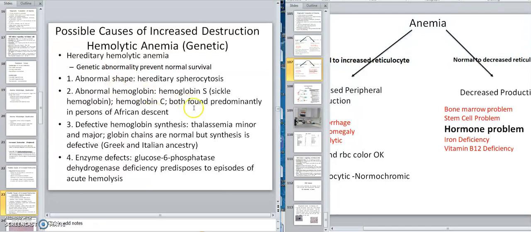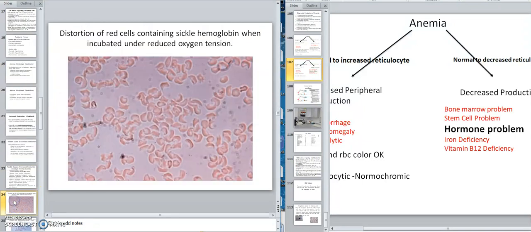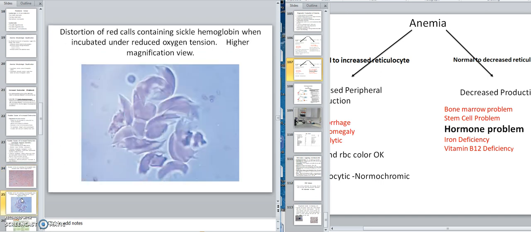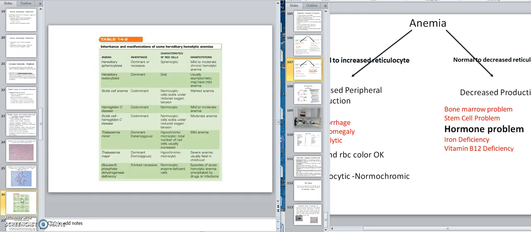Hereditary, you can read through these here. Hemoglobinopathies like sickle cell, because the spleen would take those out early. Sickle cell anemia, right here. See, the spleen would see these abnormal shapes and take them out. So here are some reasons for that destruction.